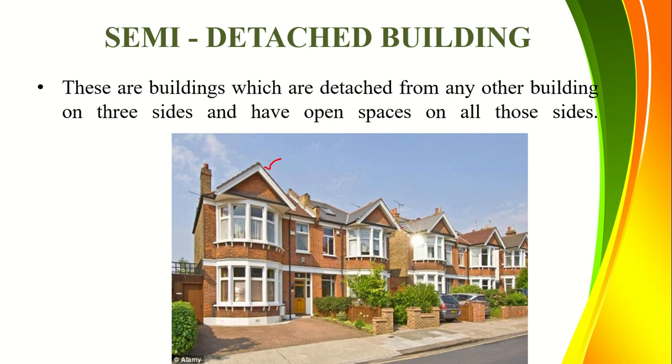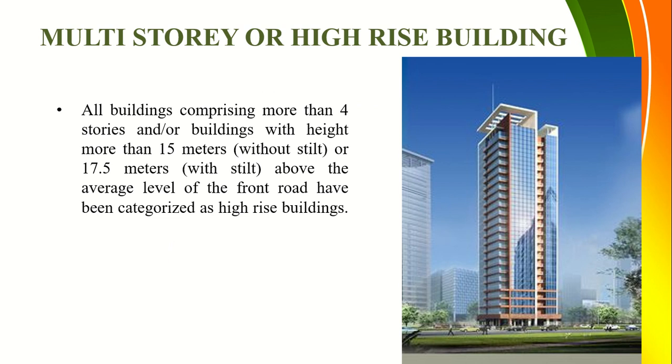So you can see only one side there is a building with respect to it. Besides it, the back side, left side and front side, everything is open. 3 sides it's open, so you can call it a semi-detached. So detached means on all the 4 sides you have empty space, that house is completely detached. If it is on 3 sides the space is left over, you call semi-detached.